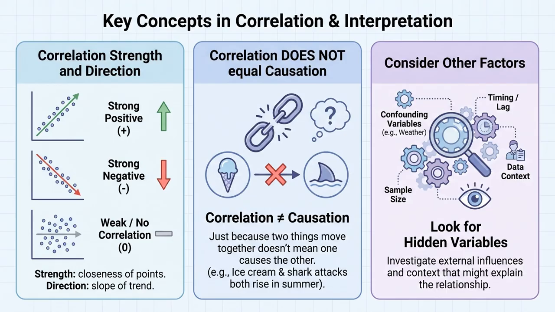In summary, correlation describes the strength and direction of a linear relationship between variables, quantified by the correlation coefficient. While correlation can be a useful tool for identifying potential relationships, it is vital to avoid assuming causation based solely on correlation. Always consider other possible explanations and conduct further research to establish causality.